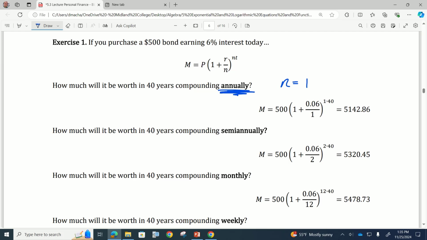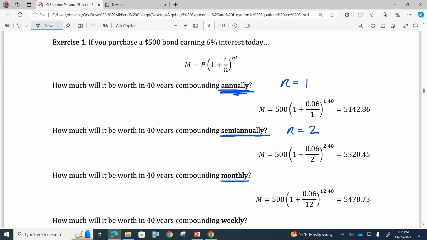The word semi-annually means half of a year, like semicircle means half of a circle. And so if it compounds semi-annually, it compounds every 6 months, and n is equal to 2. It compounds twice per year. And if I compound twice per year, you'll notice that the maturity value is just a little bit higher.